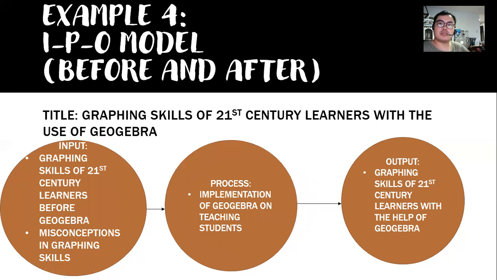Last but not the least, okay, so before and after. The before and after is usually done in experimental studies or quasi-experimental studies. So the title is Graphing Skills of 21st Century Learners with the Use of GeoGebra. The input is the skills of the learners in graphing before the implementation of GeoGebra, and of course the misconceptions.